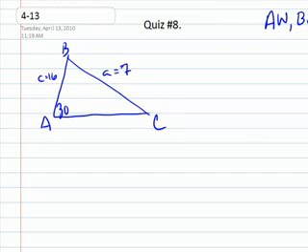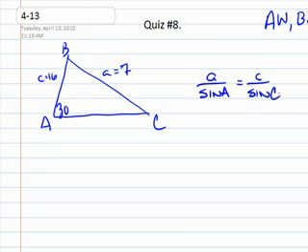C is 16, A is 7. We still have the law of sines. Our complete set of information is A's. We have A and we have angle A. So I'm going to do that. And let's go for C, since we have the other side there.